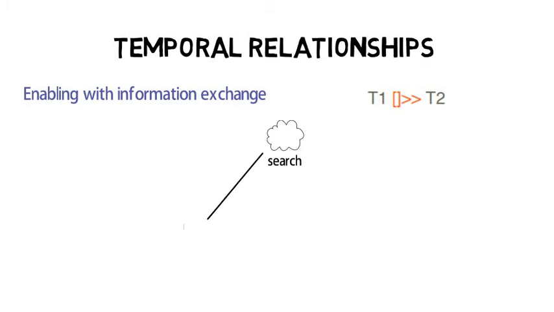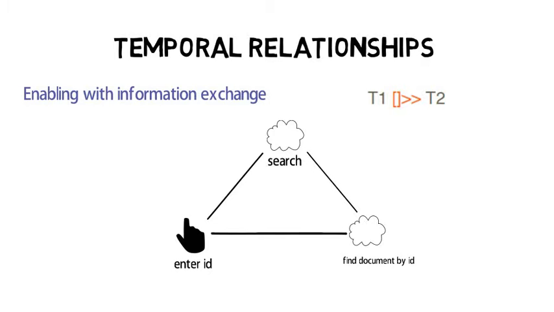Enabling with information exchange relationship. It's like enabling, but also specifies that information produced in the first task is used as input for the second one. For example, the system looks for a document only after the user specifies its ID, and the results will depend on the ID specified.